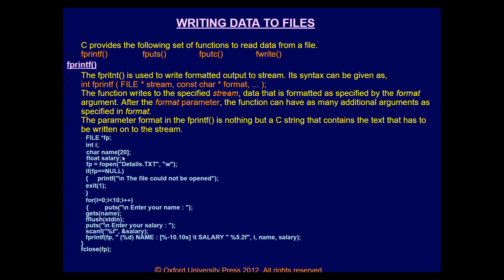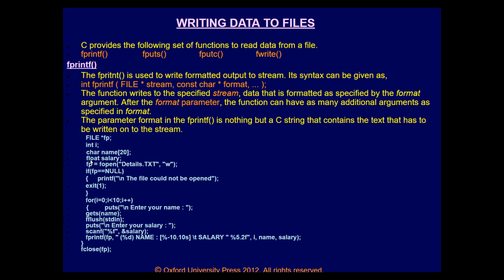Next, char name[20] declares a character array name to store a name with the maximum length of 20 characters. Then float salary declares a floating point variable salary to store a person's salary. Next line, fp = fopen, the file we are going to open. This line opens a file named details.txt for writing and assigns the file pointer to fp.